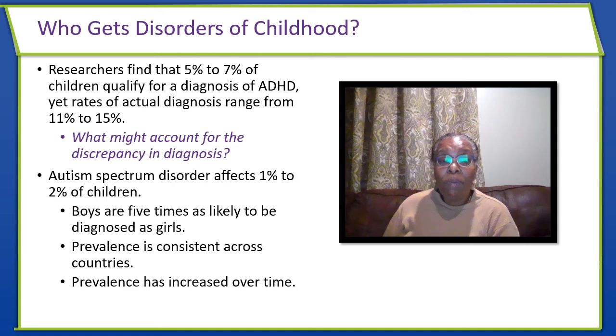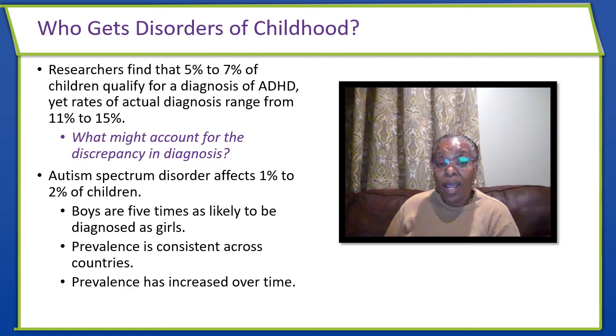When we talk about autistic spectrum disorders, here we know that it affects 1 to 2% of children. Boys are going to be 5 times more likely to be diagnosed than girls. The prevalence rates, though, are consistent across different countries and have increased over time.